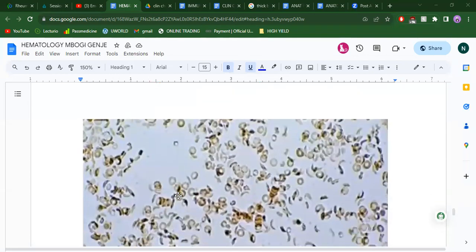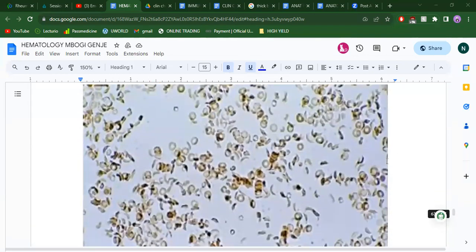Time is not on our side, but this can be our last question. What is this? What is this preparation? Is this a PBF? If it's a PBF, which cells can you see?